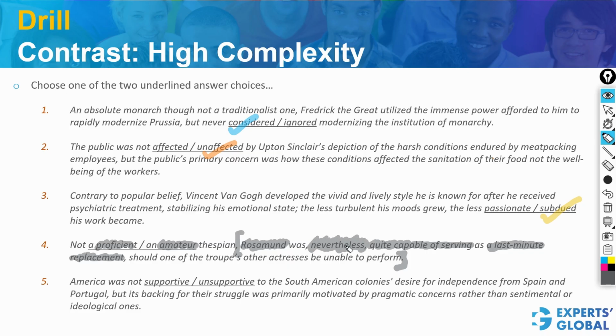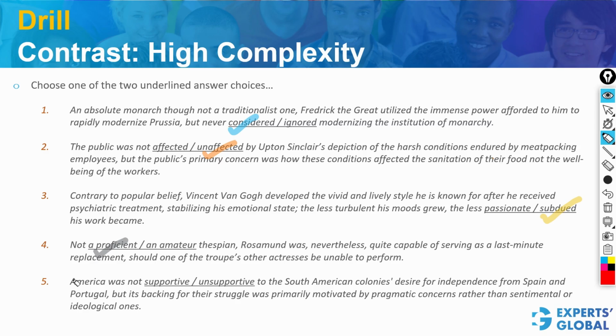Nevertheless, that means he is not supposed to be a proficient thespian, but he was nevertheless able to act as a last-minute replacement. So we want to say that he was only an amateur thespian, but because of this not here, we will not choose amateur, we will choose proficient. This is the correct answer choice. The meaning turns out that, not a proficient actor, Rosamund was nevertheless quite capable of serving as a last-minute replacement under such and such circumstances.